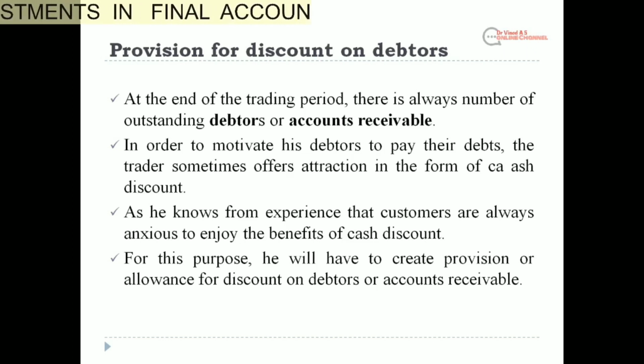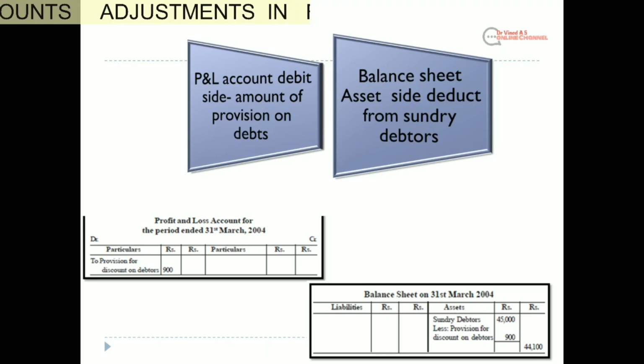Next one, which is related to bad debts, is provision for discount on debtors. The situation will be like this. At the end of the trading period, there are always a number of outstanding debtors or accounts receivable. In order to motivate the debtors to pay their debt, the trader sometimes offers an attraction in the form of cash discount. As he knows that customers are always anxious to enjoy the benefit of a cash discount, for this purpose he will have to create a provision or allowance for discount on debtors or accounts receivable. If such a discount is provided, that provision for discount on debtors will be on the debit side of your profit and loss account, and that amount will be deducted from sundry debtors in the balance sheet.